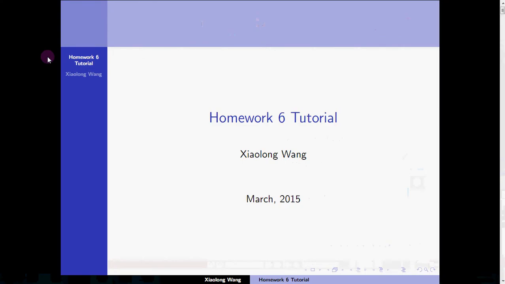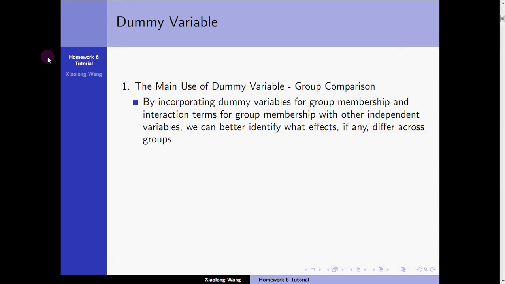This is the first section of our Homework 6 tutorial, Dummy Variable. In this section, we are going to cover two topics. The first one is the main use of dummy variable for group comparison. By incorporating dummy variables for group membership or interaction terms for group membership with other independent variables, we can better identify what effects, if any, differ across groups.